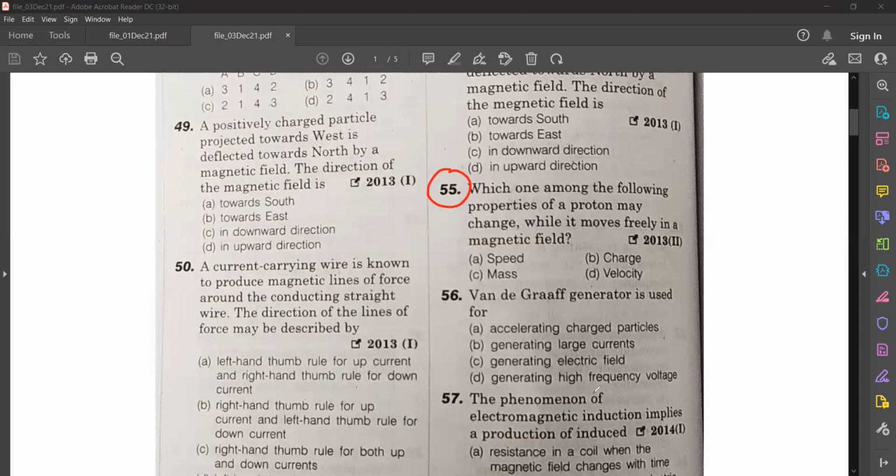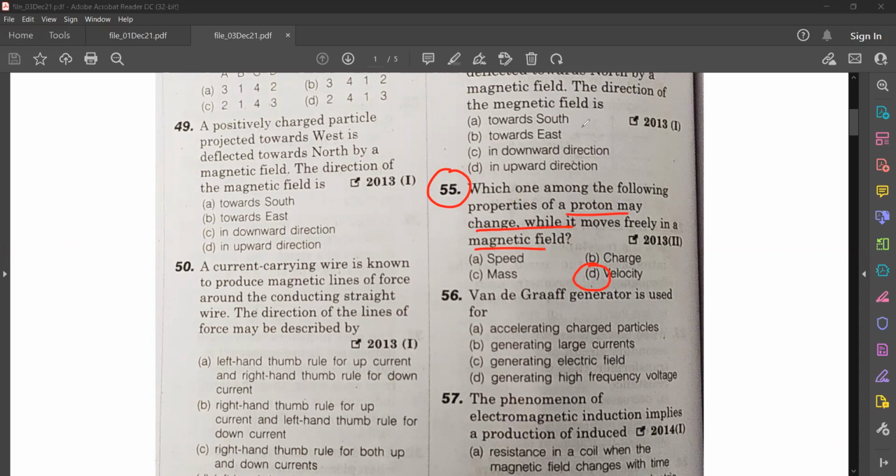Very easy question. So what happens to an electron when it moves in a magnetic field? It gets accelerated, isn't it? When a proton or any charged body moves freely in a magnetic field, it gets accelerated, isn't it? So what is changing? Its velocity is changing. That is option D.